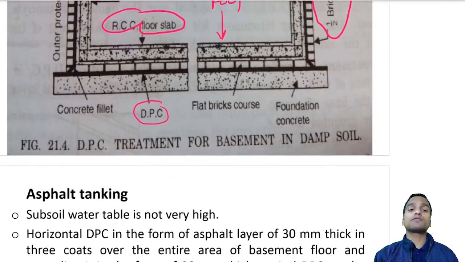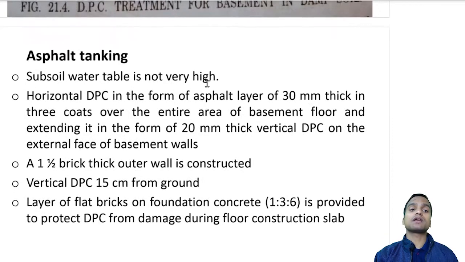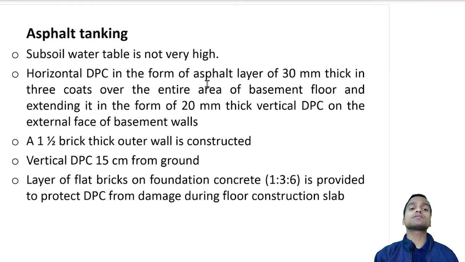And the next type of damp proofing treatment on basement is asphalt tanking. Here subsoil water table is not very high, and in this case we provide horizontal DPC in form of asphalt layer of 30 mm thick in 3 coats over the entire area of basement floor, and extending it in the form of 20 mm thick vertical DPC on the external face of basement walls. And again here 1.5 brick thick outer wall is constructed, and vertical DPC 15 cm from ground is also done.